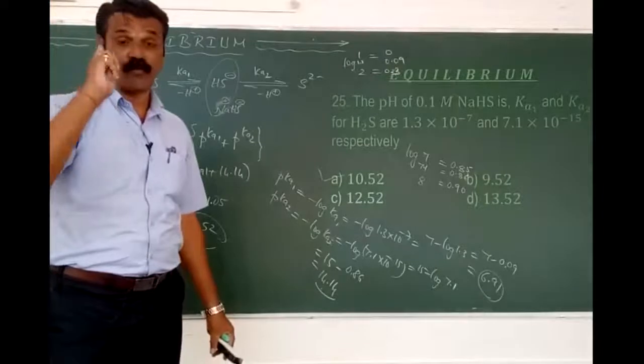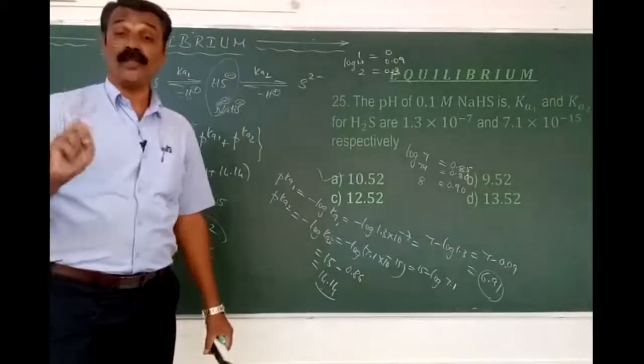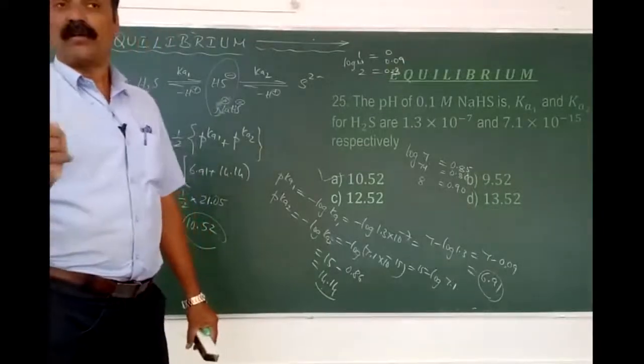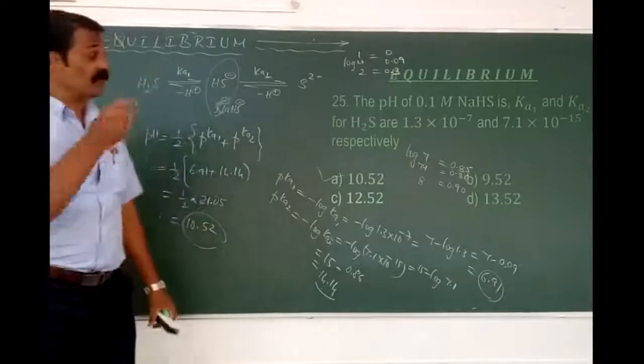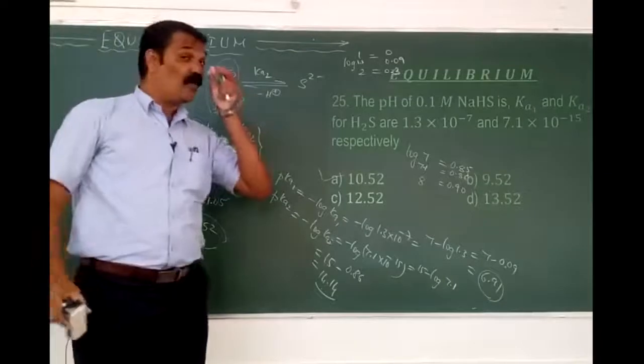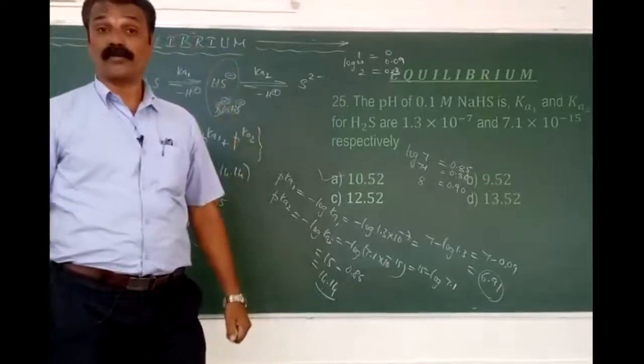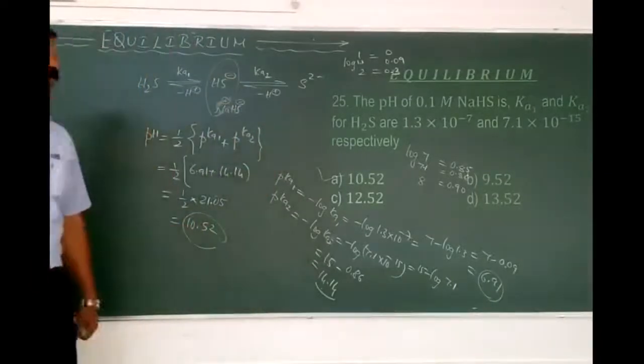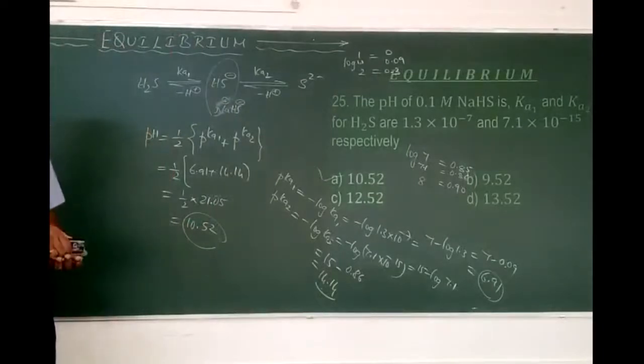To solve these types of numericals, you must be very perfect with respect to the logs from log 1 to log 10, because they don't provide any calculators or any log table. Suppose if they are given, it is no problem, but you should have the concept of the fractions of those log tables. Based on that, the final answer is going to be 10.52.